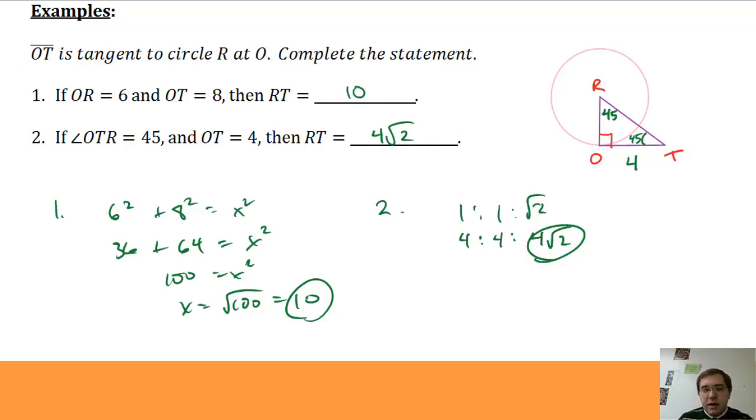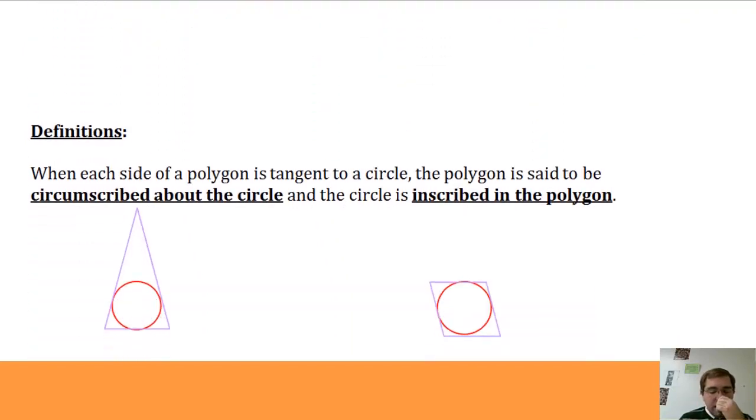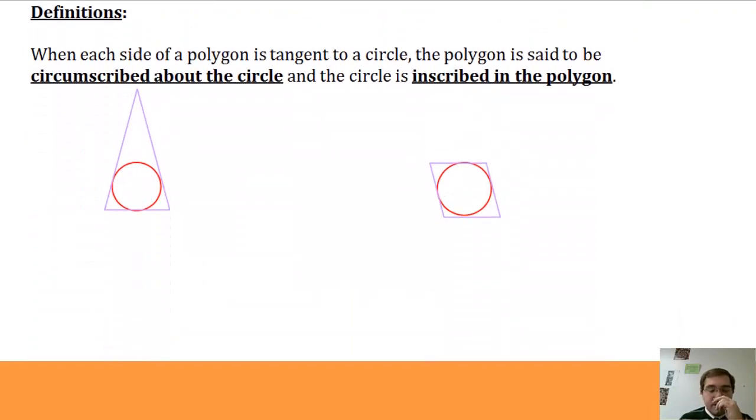So again, since we end up with a perpendicular line, we can make right triangles really easily and use the properties that we have of right triangles. Now a few definitions.